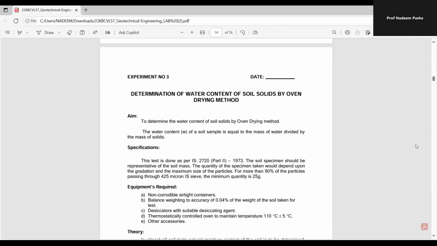So in the next class, we will study determination of water content by the oven drying method.